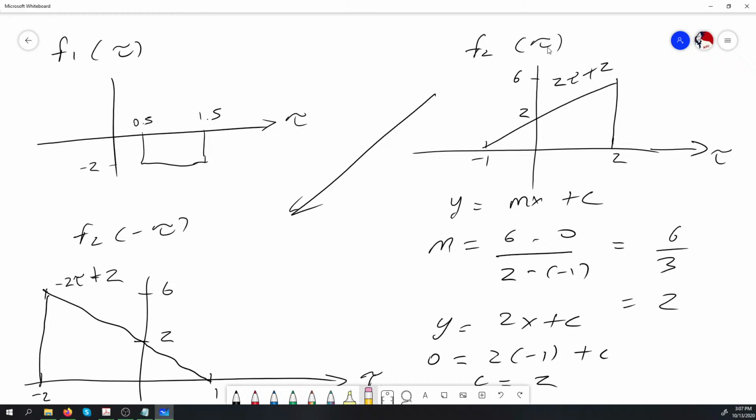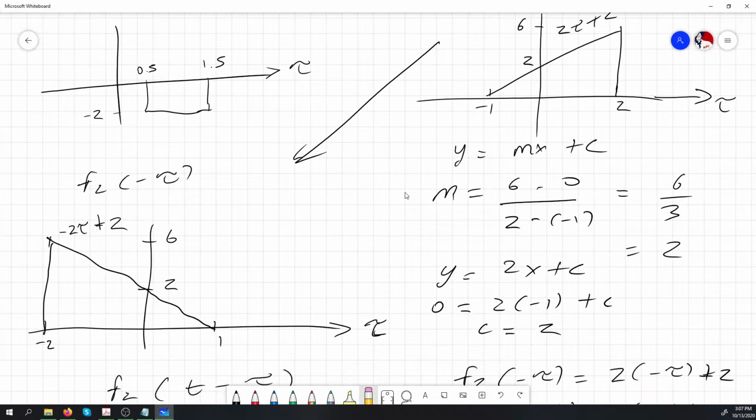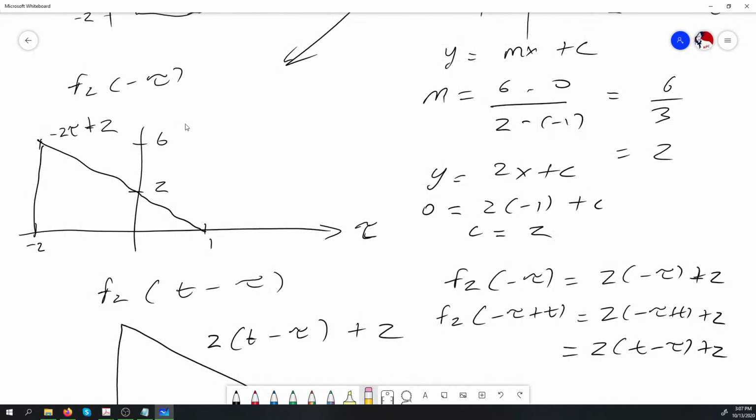So f of 2 tau here, when we calculated the equation for this line, we got the gradient here equal to 2. And we got our x-intercept here being positive 2. So we got 2 tau plus 2. When we flip this to f of 2 minus tau, this here becomes negative 2 tau plus 2. And if we watch the work in here, this comes like if we say 2 multiplied by negative tau here of plus 2. So the negative sign here basically got factored into the brackets.